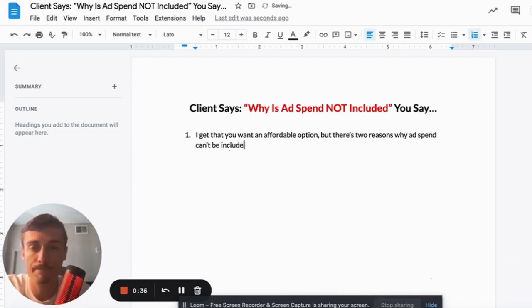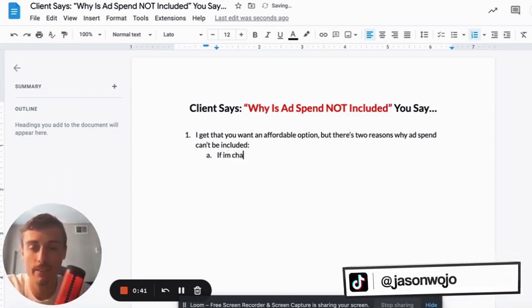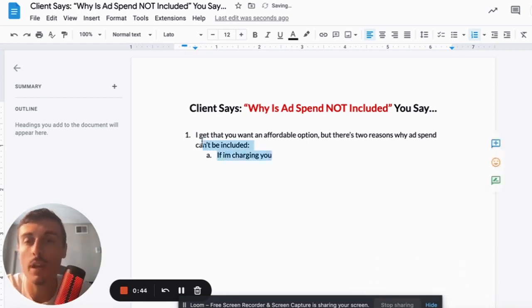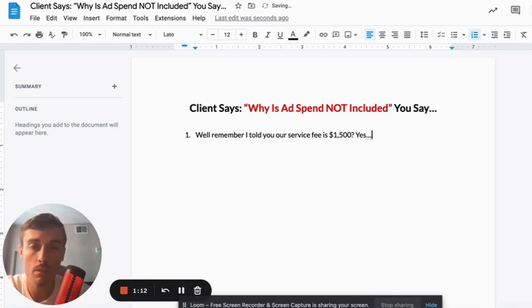Okay. And this is where you would say, if I'm charging... well, okay, I actually want to do like a conversation with this. So client says, why is ad spend not included? You say, well, remember I told you our service fee, let's say it's $1,500, right? Remember I told you service fee $1,500? They would then say, yes.